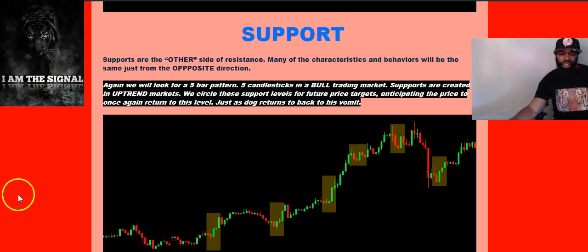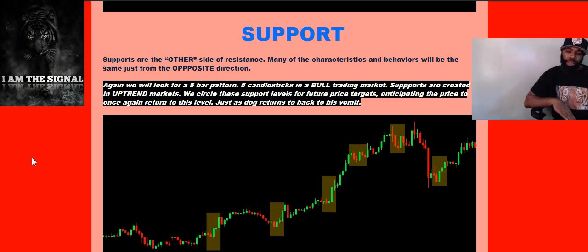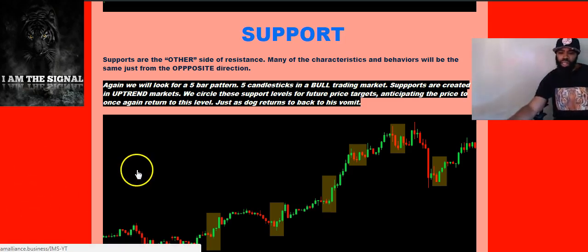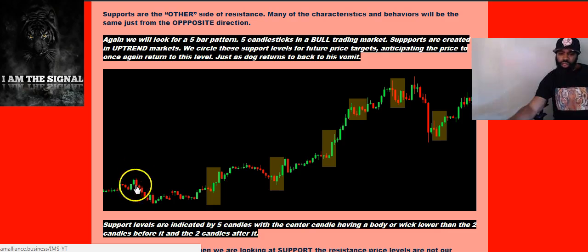That being said, I think we could go over support a little bit quicker because it's the same as the resistance, it's just the other side. So let's go over it. Supports, other side of resistance, many of the same characteristics, same behaviors there. All right, again, let's look for a 5-bar pattern, where we're looking in a bull trading market.